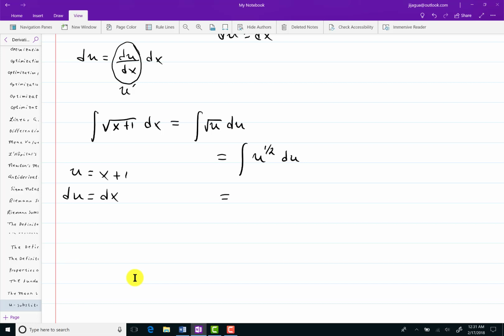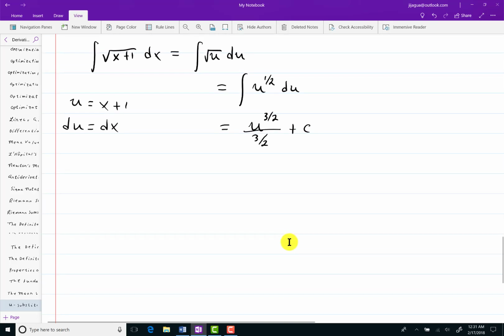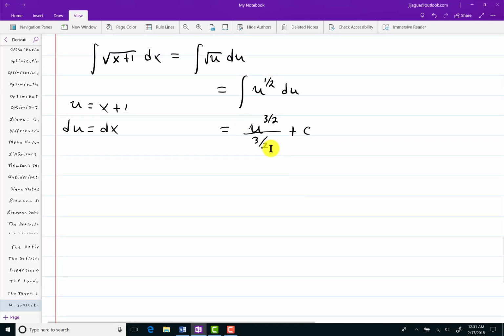Which we know, according to the power rule, you add 1 to the exponent and then you divide by that new exponent. So I get u to the 3/2 divided by 3/2 plus c. Well, I'll do a little simplifying. I can't leave it just like this because I'm also going to put back what u was equal to, which was x plus 1. So that 3/2 down there becomes 2/3. And then in place of u to the 3/2, I will get x plus 1 to the 3/2 plus c.